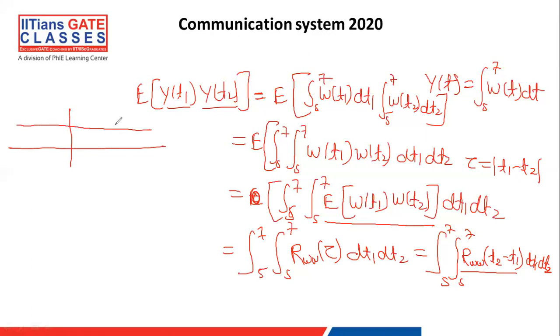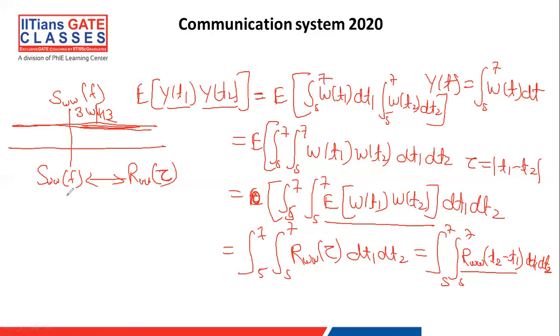Okay, that is white noise, so it will be constant across the frequency, and it will be 3 watt per hertz. This is the S_WW(f) that is given. Now we know that S_WW(f) is nothing but a Fourier transform of R_WW(tau). So we need to just calculate the inverse Fourier transform to get the R_WW(tau). So this is constant and its value is 3.